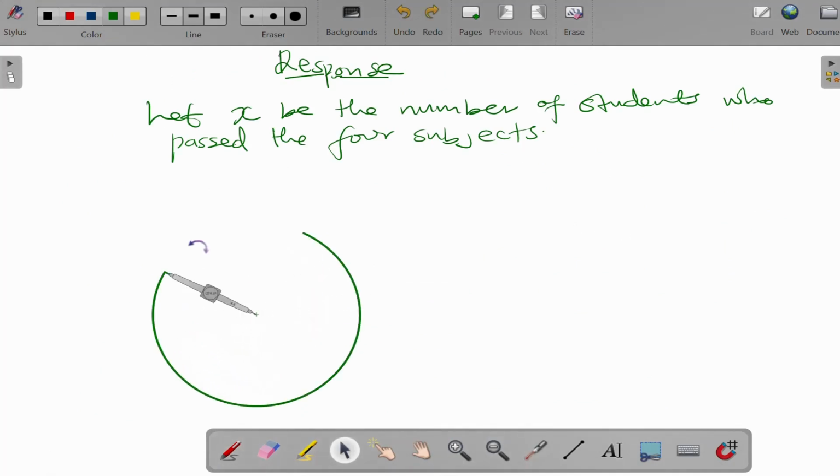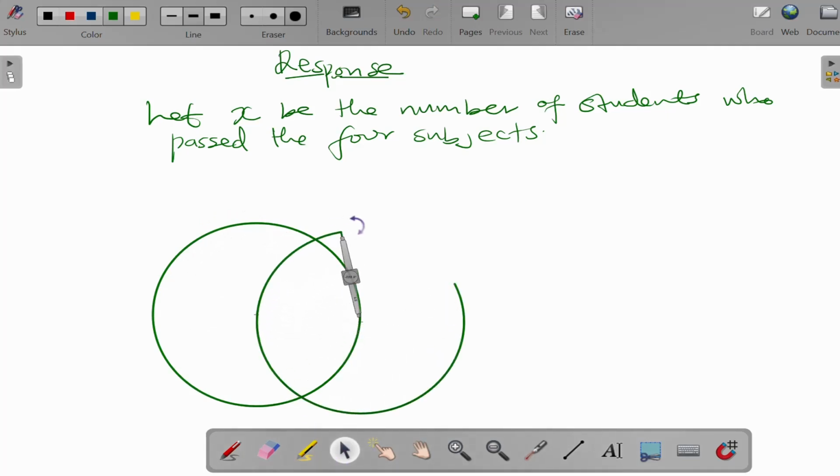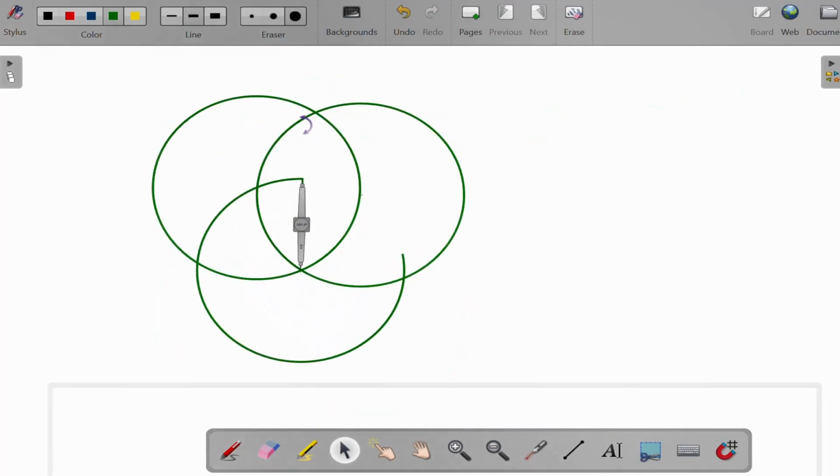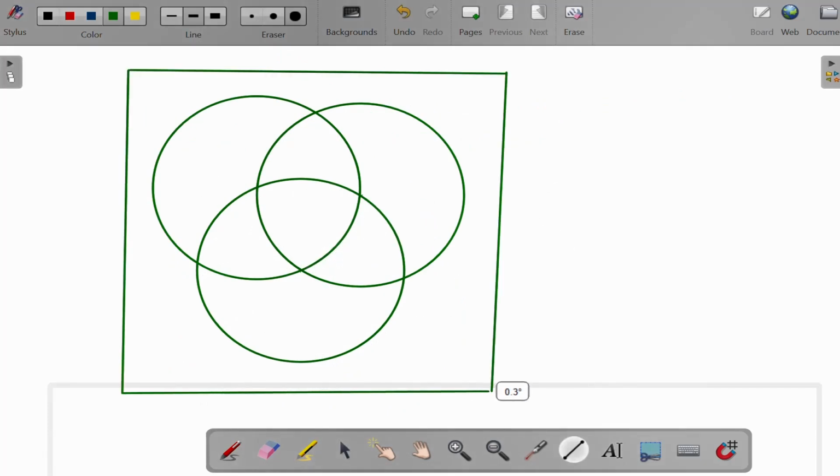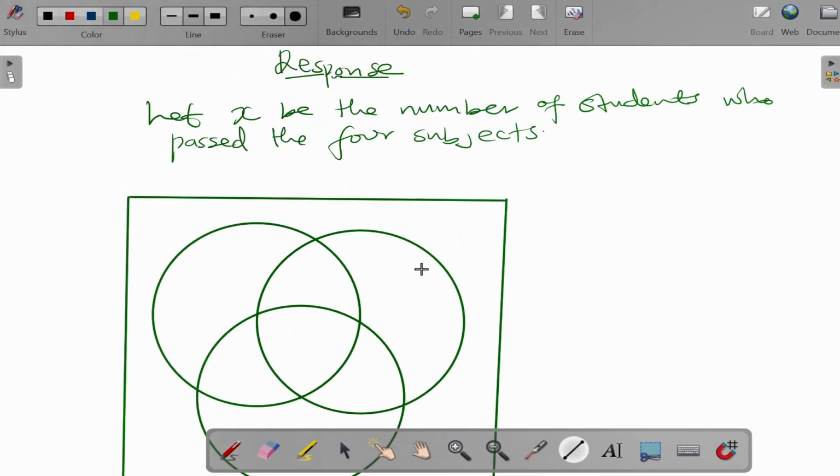So we have this, maybe for one set. Then we have another one, that's the second one, and the third one. And that's like this. So this is the set we have drawn.